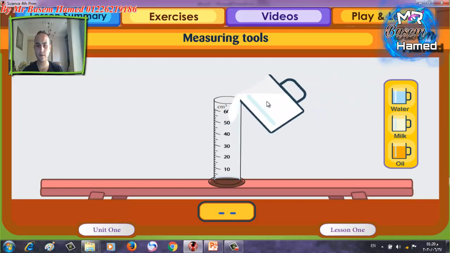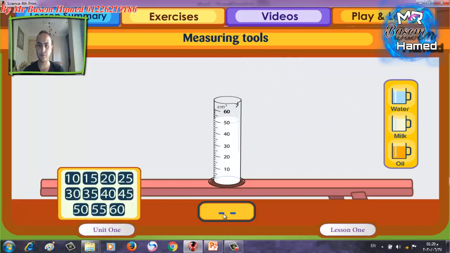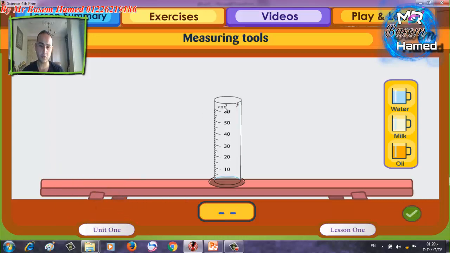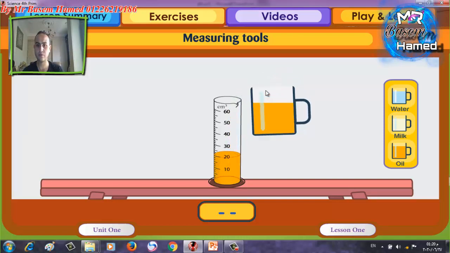The volume of this milk equals 50 cubic centimeters. And the oil. The volume of this oil equals 20 cubic centimeters.